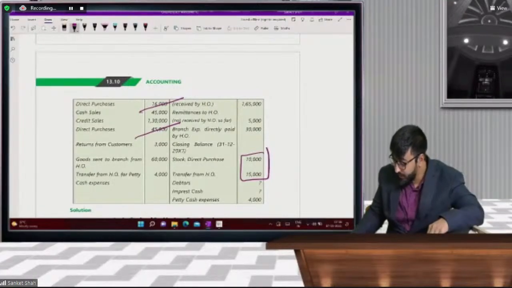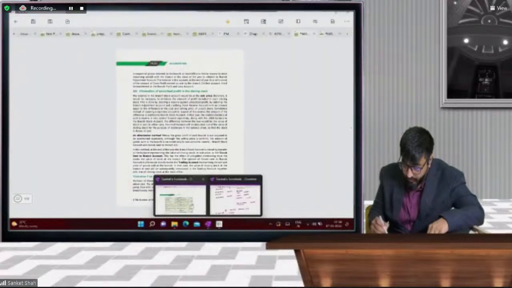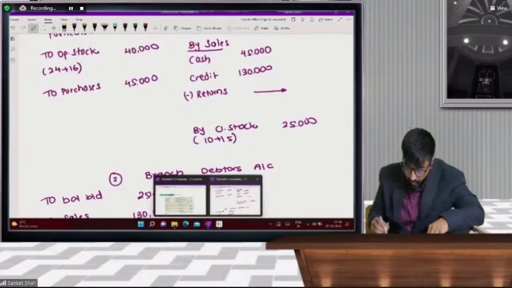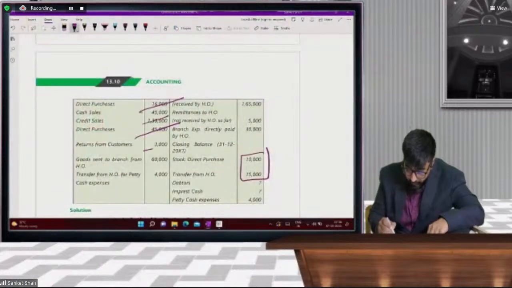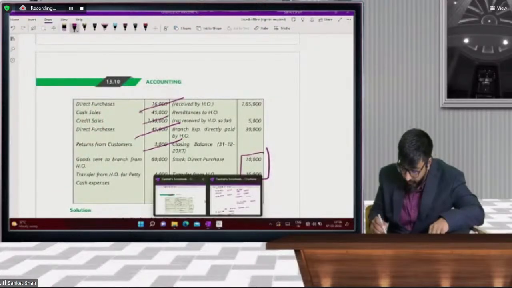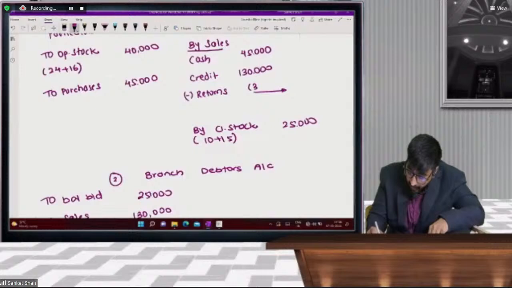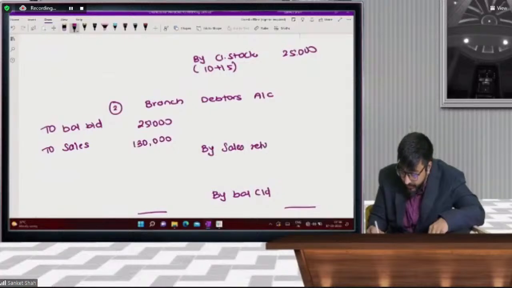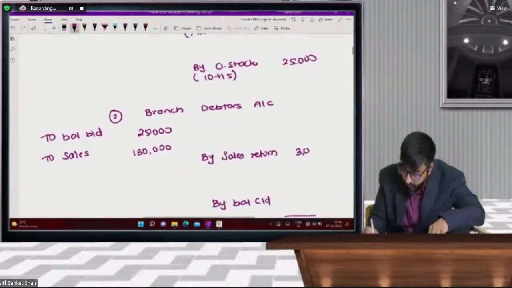Okay. Returns from customer. We will deduct it. What is the amount? Beta, I forgot to take the amount. 45,000, 3,000. So returns from customer is 3,000. And the credit of debtors, third line: debtors credit third line, by sales return, 3,000.